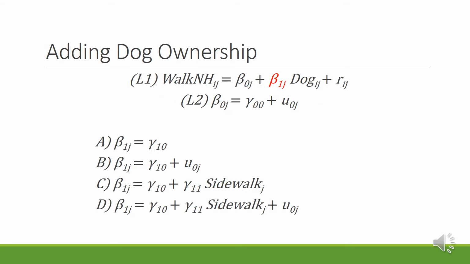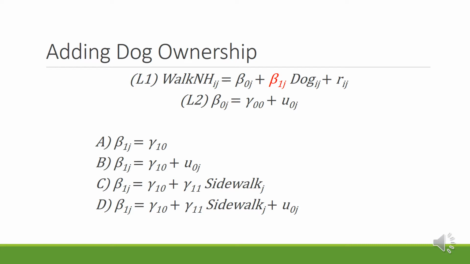So here I have an overview slide of what happens if we're adding dog ownership. I want to focus on level one. So we're adding a term on level one. It's beta 1j times dog ij. That's what we're adding to level one, and that does not change whether we add a random or fixed effect, because the question is, how are we going to model beta 1j? So this is the big question if we're asking, should we model dog ownership as a random or fixed effect? And I'm going to walk through those four examples that I show you in terms of making decisions.